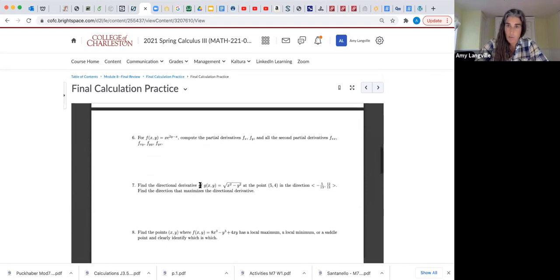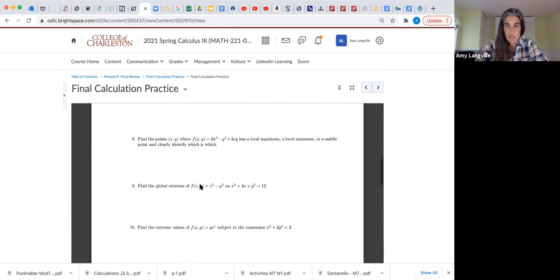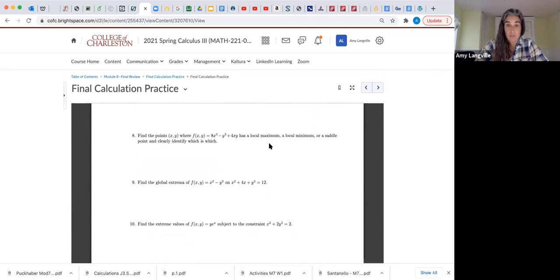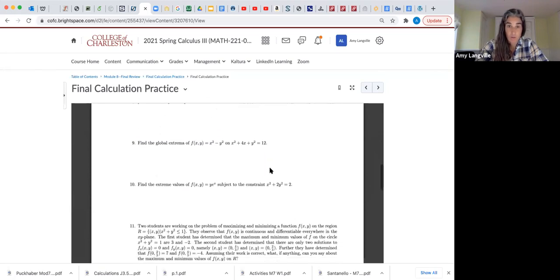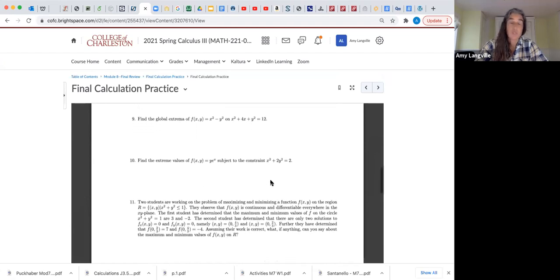What else? Okay, so we got partials, second partials. Yeah, more directional derivative practice. Finding your CPs and then determining with the D-tests. So definitely want those. Global extrema, you have those problems. Extreme values subject to constraints. We did those a couple ways.